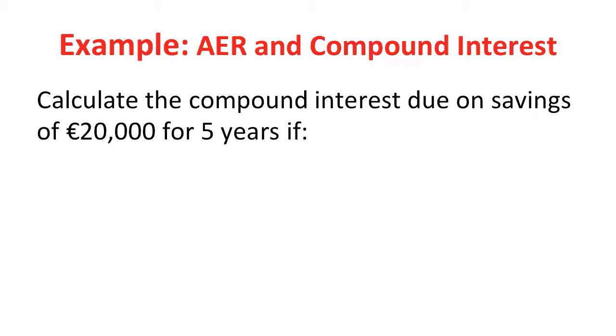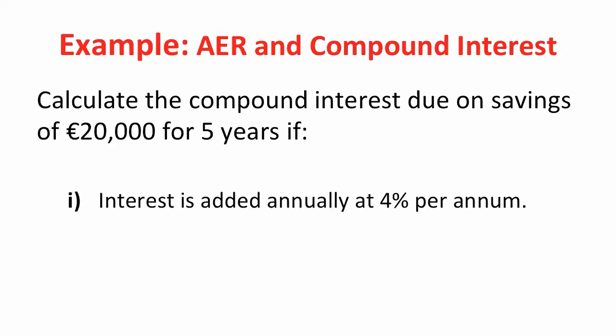Calculate the compound interest. That suggests that we use the compound interest formula. If 20,000 euro is put in savings for 5 years, we want to know how often we're going to be paid throughout the year. So in the first case, we're told that interest is added annually at 4% per annum. In other words, that would be the equivalent of 4% compounded annually.